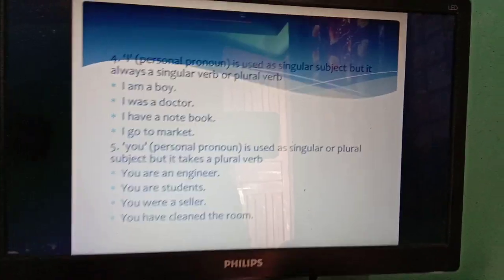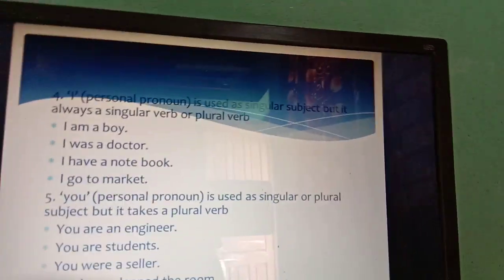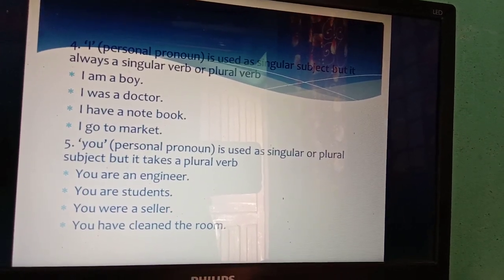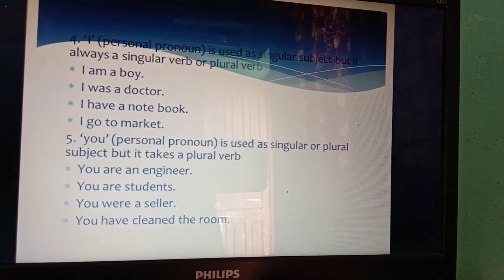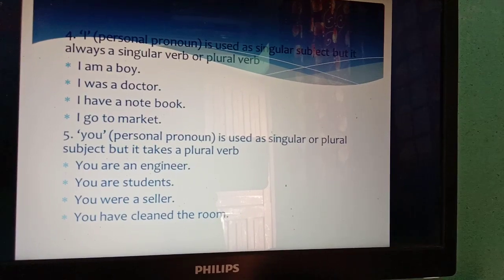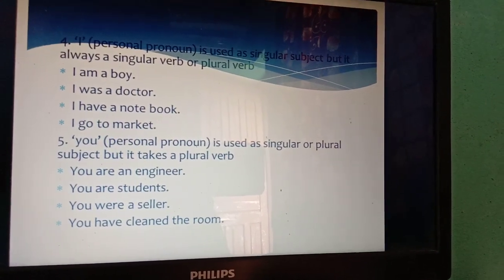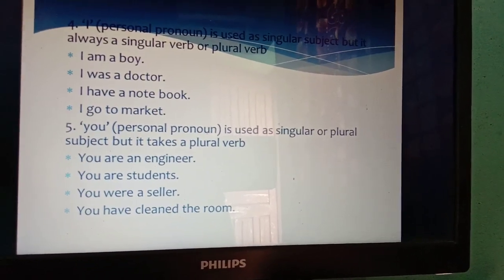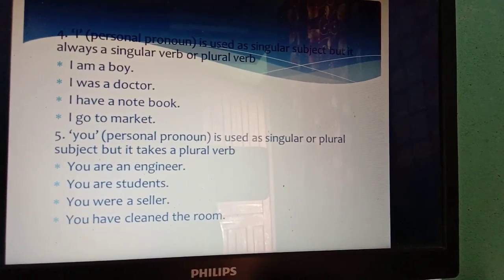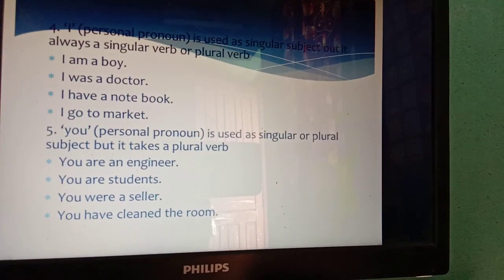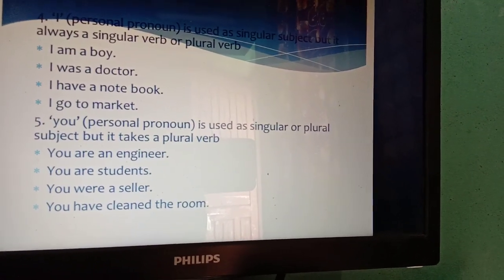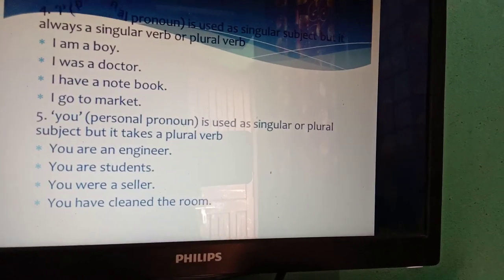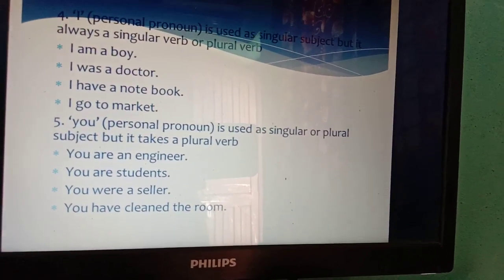Now coming to the fourth rule, I. I is a personal pronoun. It is used as a singular subject, but it takes either a singular verb or a plural verb. So I is a personal pronoun which is a singular subject, but the verbs used with it can be plural as well as singular. For example, you can see I have given: I am a boy.